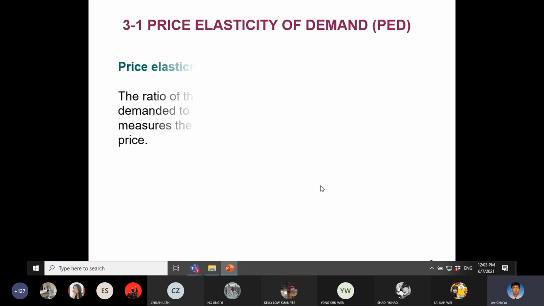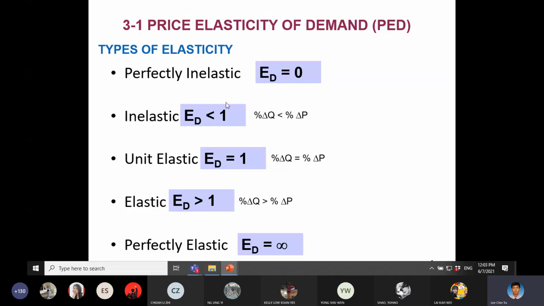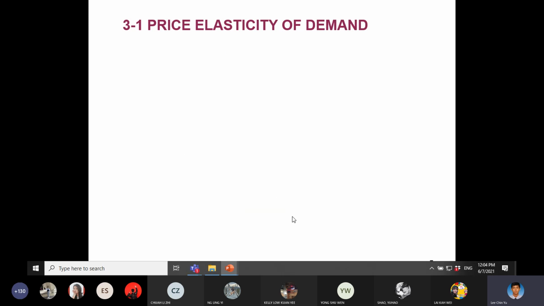First of all, price elasticity of demand. We want to measure, if we change the price, what will be the response of the quantity demanded in terms of percentage. So we try to measure the responsiveness of demand to changes in price. Basically, we have five types of elasticity: perfectly inelastic, inelastic, elastic, and perfectly elastic.